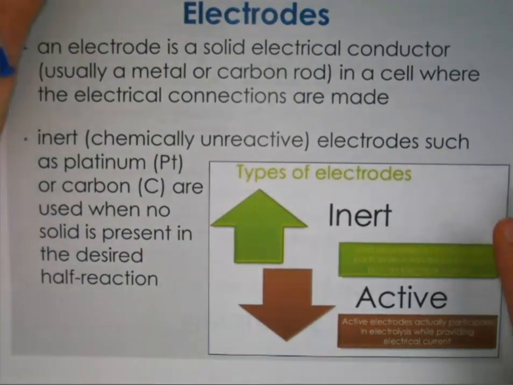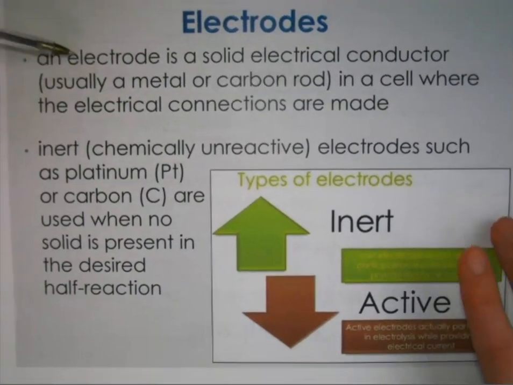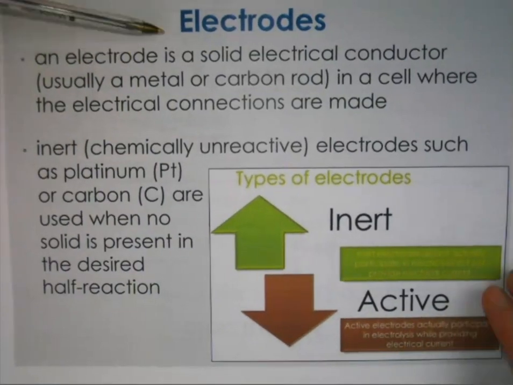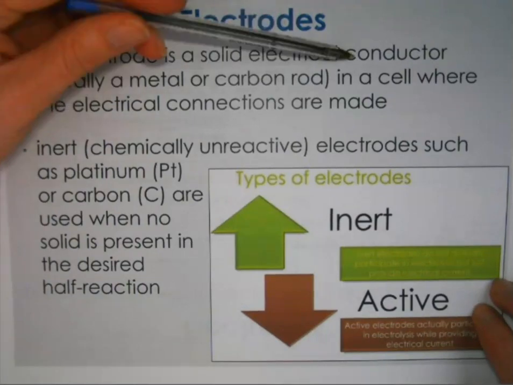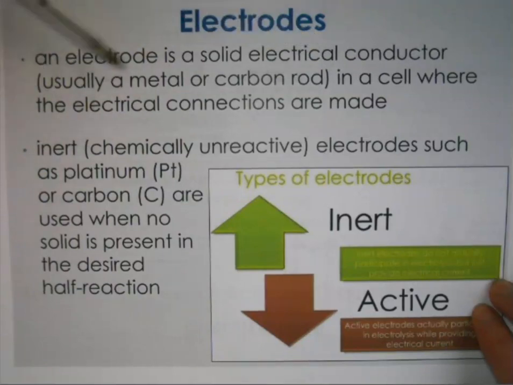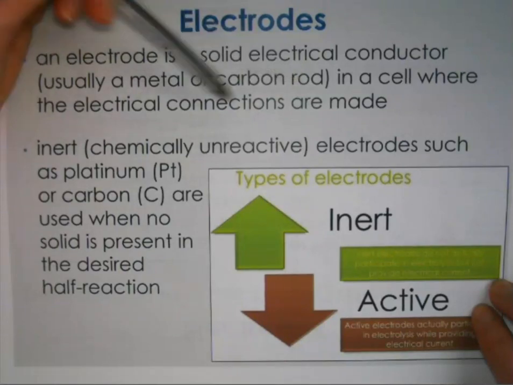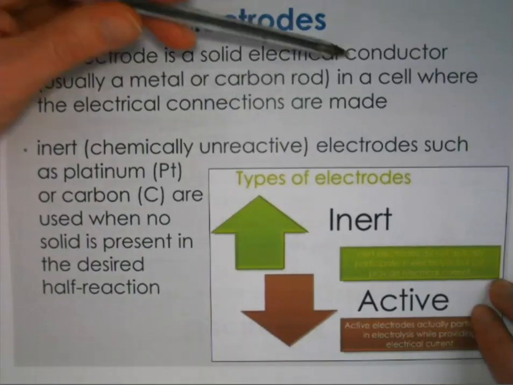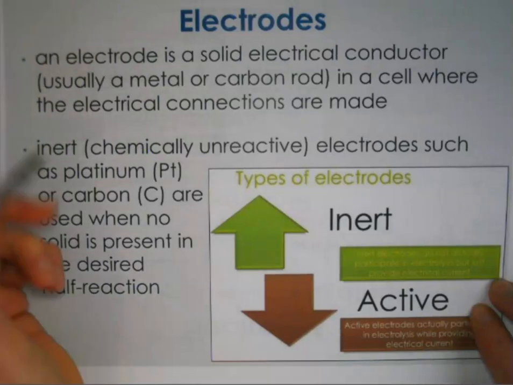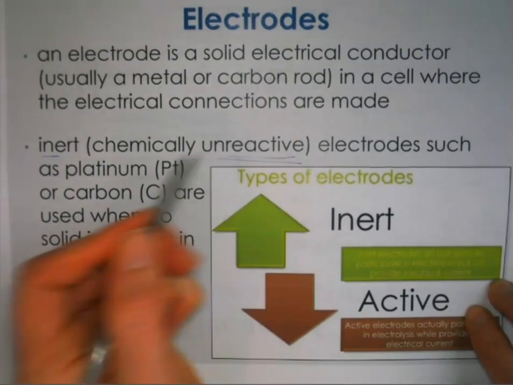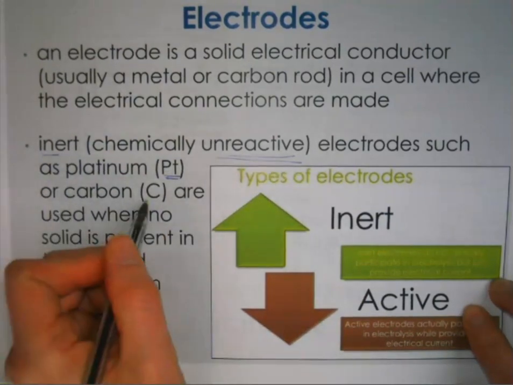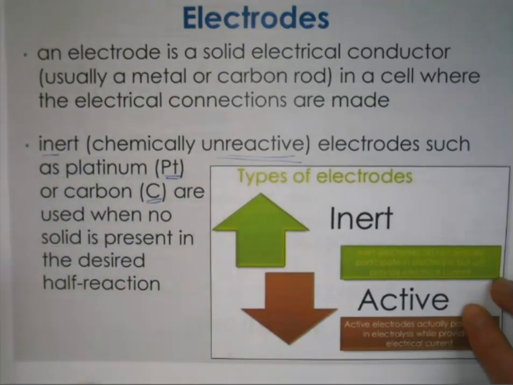So we're going to look at classifying electrodes in a couple of different ways. The first one is that an electrode can be considered inert or active. So an electrode is a solid electrical conductor. Remember, a conductor is always referring to something through which electrons can easily flow. So this is usually going to be a metal or carbon rod. Those are going to be our two main options in a cell where the electrical connections are made. Inert always means chemically unreactive. So when we're looking at unreactive, usually the electrodes are going to be made out of platinum or carbon. Those are our two usual choices for that.